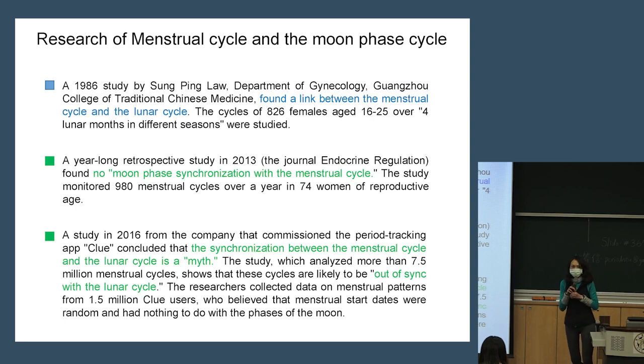And any of you have this smartwatch, have app, and you can record when your period comes and how many steps you walk per day and then your blood pressure, etc. So this company collaborated with some researchers, okay? So they can collect the data and then they say, oh, look, we studied thousands and thousands of women. But there's no synchronization at all. It's just a myth, okay? But is that really true?